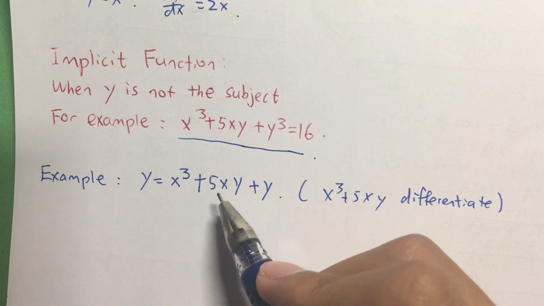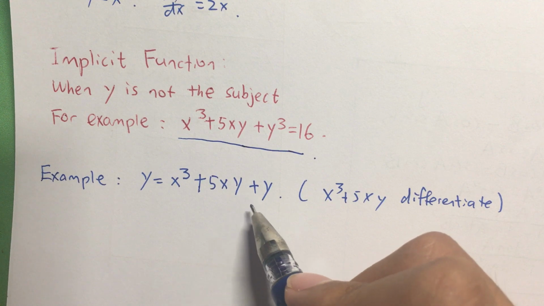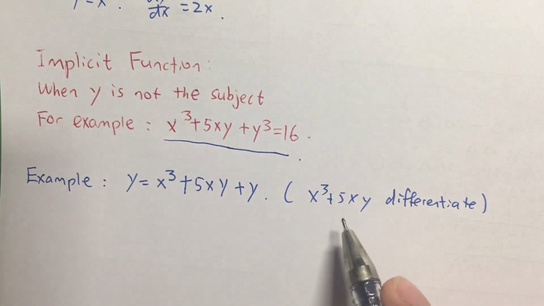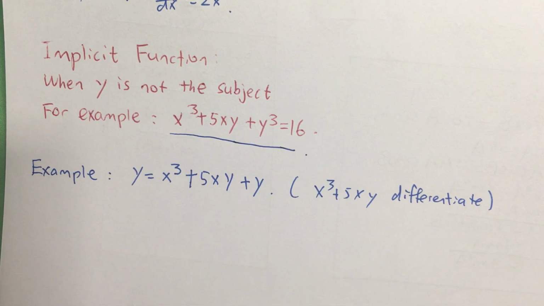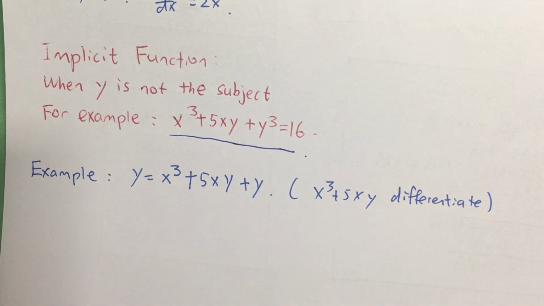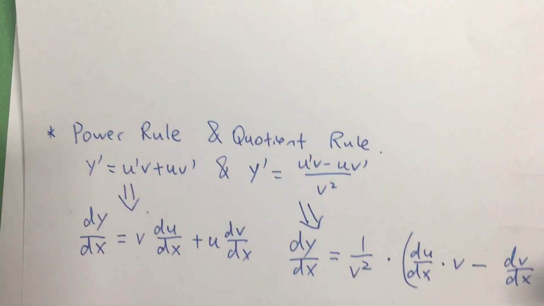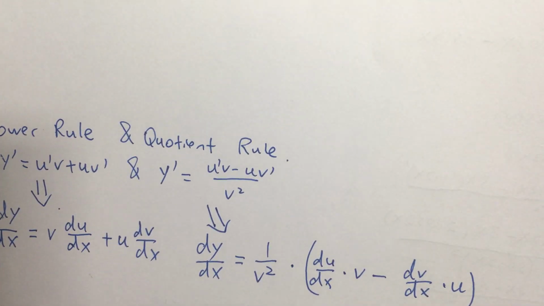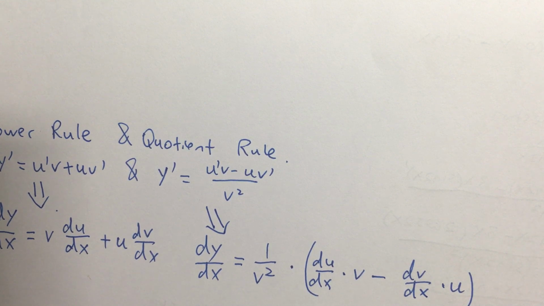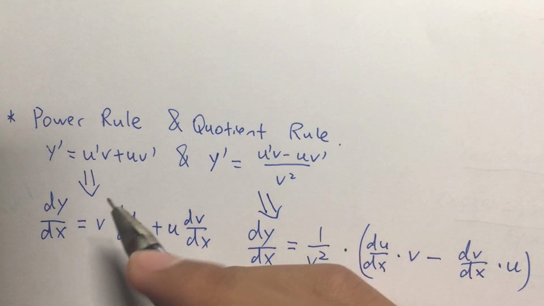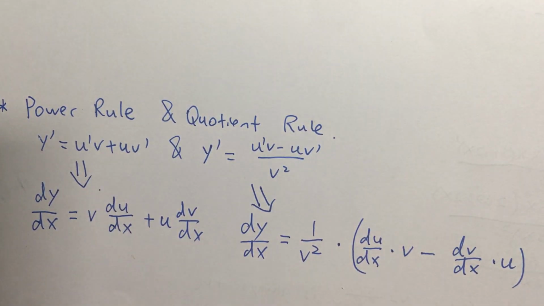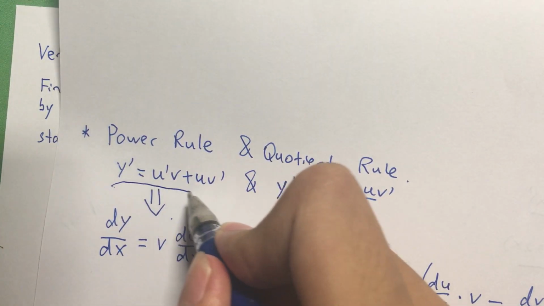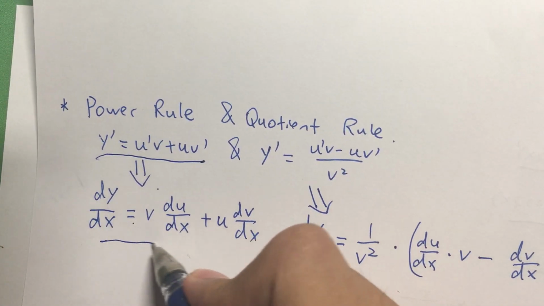y equals x cubed plus 5xy plus y. Well, actually, let's just differentiate x cubed plus 5xy. Before we do this, we should revise our product rule again, which is y dash equals u dash v plus uv dash. However, when you are dealing with implicit functions, this formula is not that convenient. We should convert it into another form.